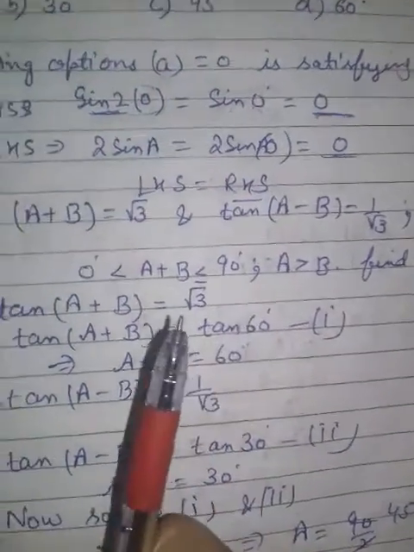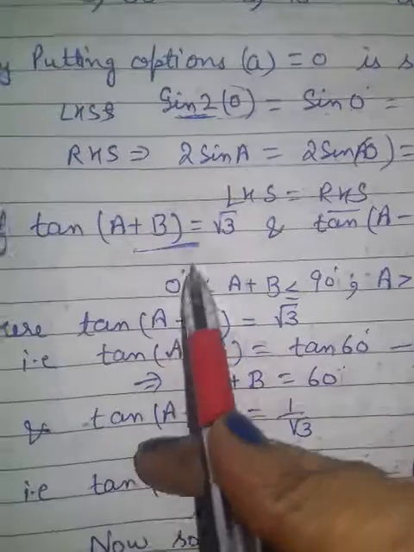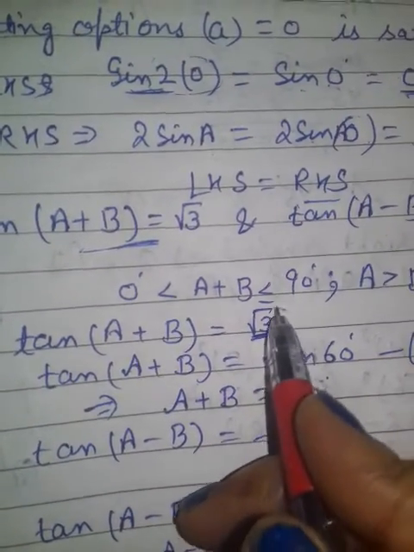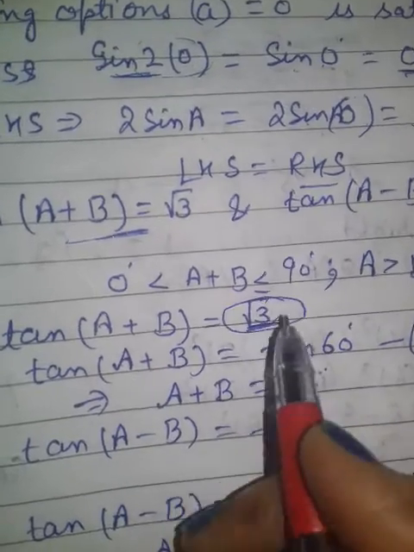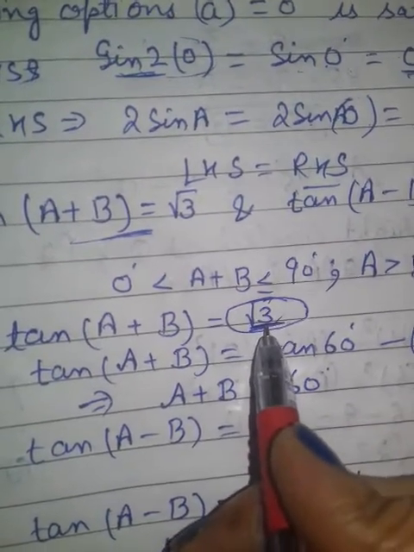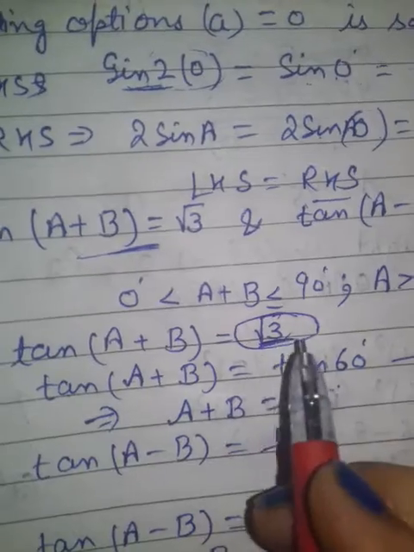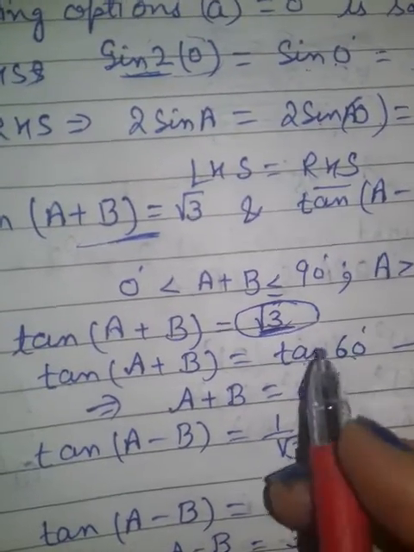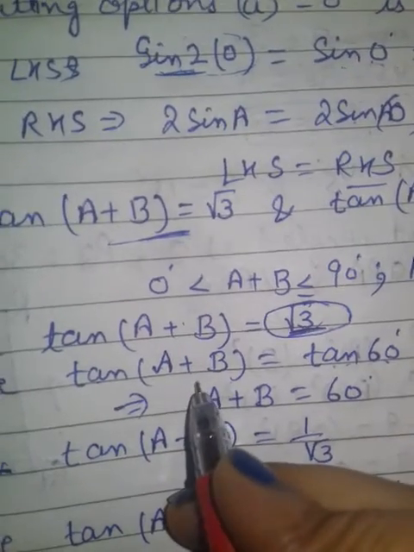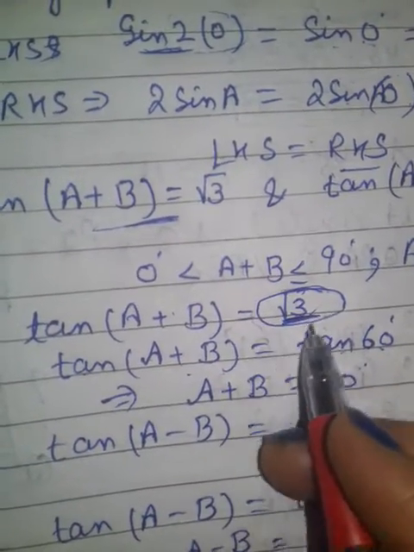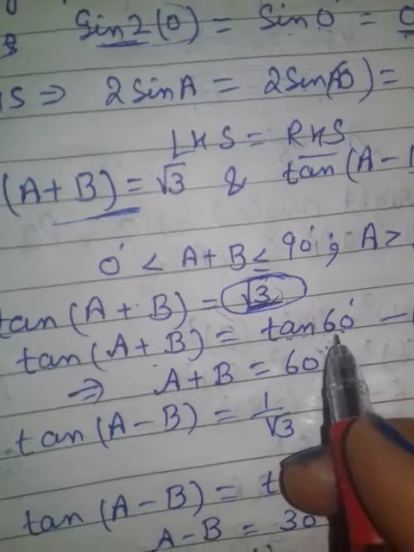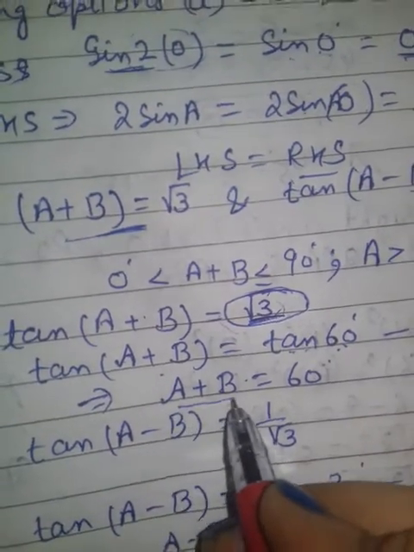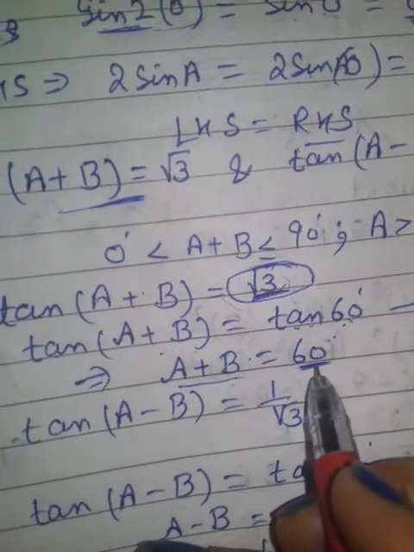Find a and b. Two equations are given. Firstly, observe the right side. You have to write its value in the form of tan. You know root 3 is the value of tan 60. So in the next step I have written the left side the same, tan 60. So tan will be cancelled, and only a plus b is equal to 60 will be left.